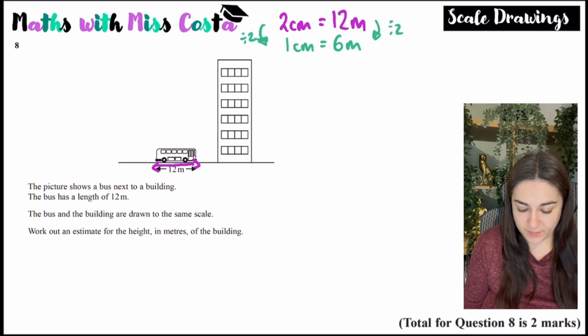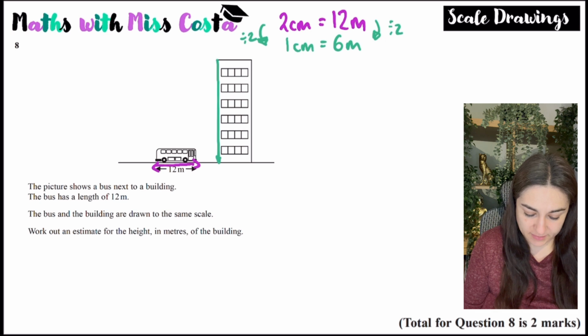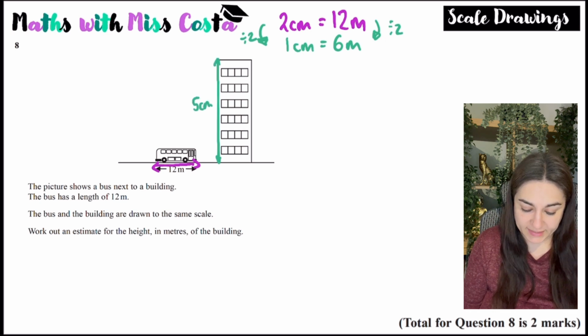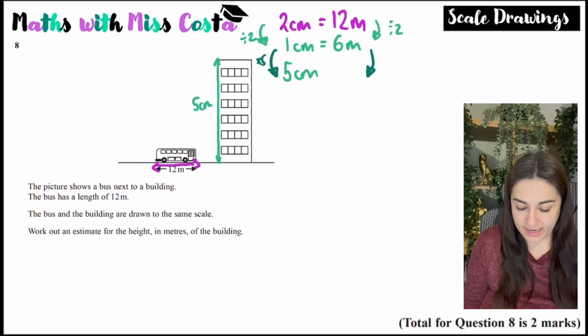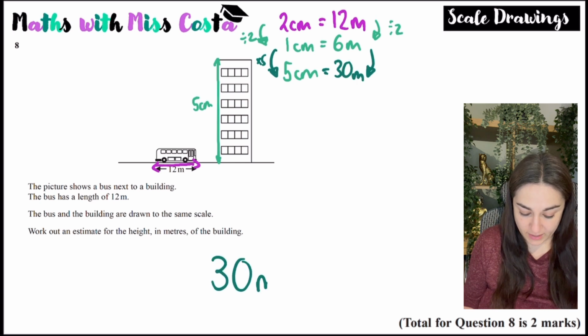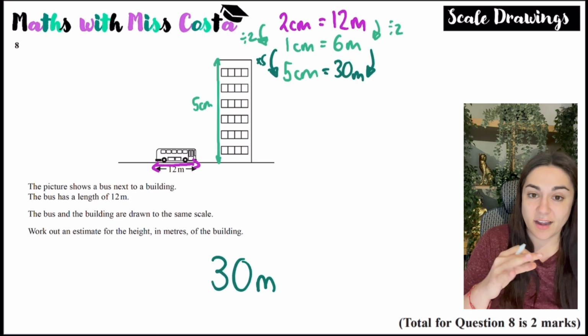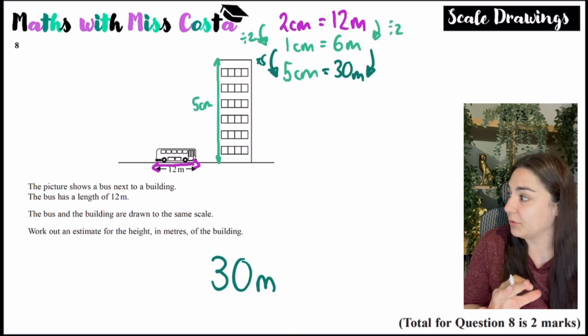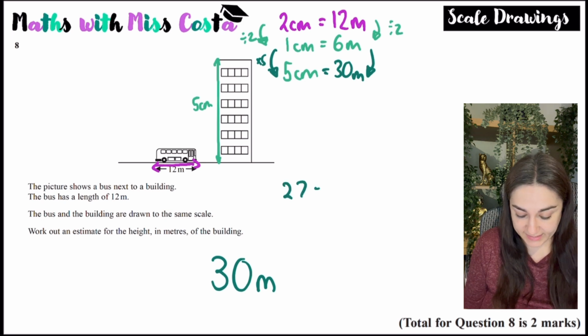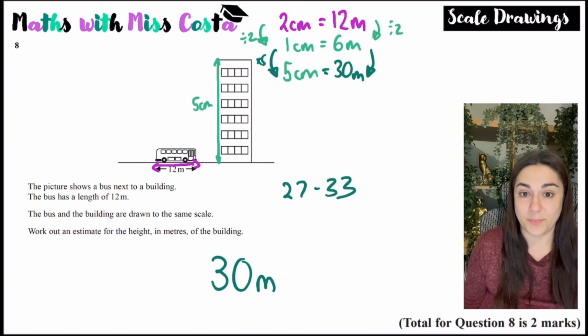So what I can do is measure the length of this building, which is 5 centimeters. And if 1 centimeter is 6 meters in real life, then for 5 centimeters I'm going to times by 5, and that is going to get me to 30 meters in real life. Now, there's quite a lot of ways that you could have done this, and depending on your measurements on your ruler, anything between 27 to 33 meters would be absolutely fine.